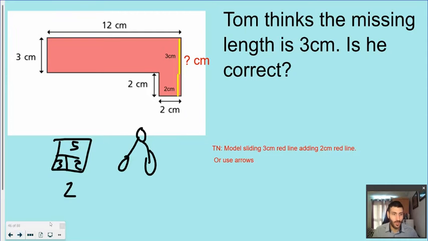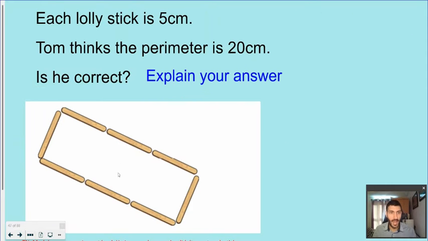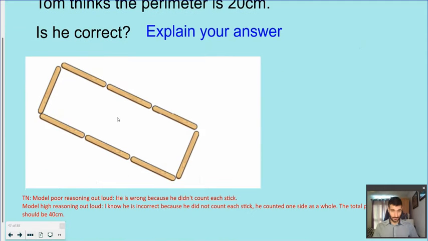Good. Now, this is where at the start of year 4, they'll really struggle in explaining their answers in a concise, specific way. So I don't expect much when I have these explain your answer questions, and you'll see, it just takes a long time. So each lolly stick is 5 centimeters. Tom thinks the perimeter is 20 centimeters. Is he correct? Explain your answer. So let's see what they say.